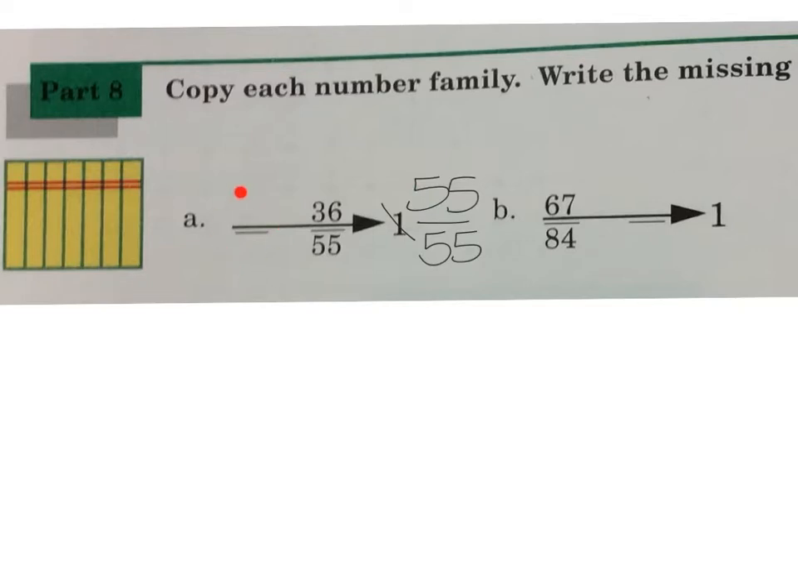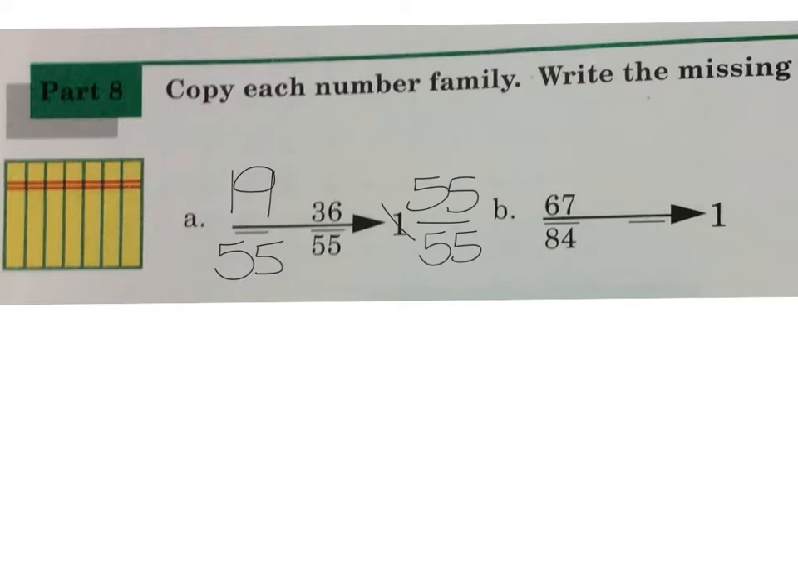And so for my missing fraction here, if I know that the bottom numbers for fraction number families have to match all the way across, I know my bottom number is 55. And then I work the top just like I would a regular number family. So if I do 55 minus 36, because we're missing a small number, so we have to subtract, the number that I'm missing is 19.